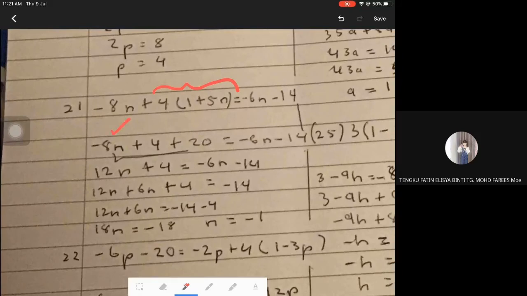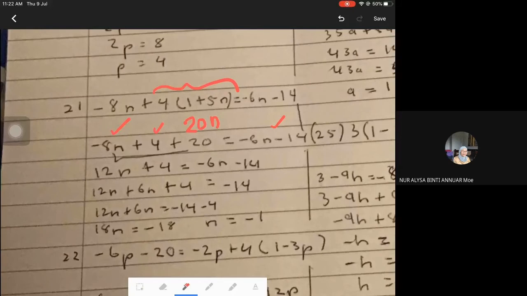4 times 1, 4 times 5. So, belum. Apa yang kurang ni? Apa yang kurang, kelas? N. And variable. Sepatutnya? 20n. Ya, sepatutnya 20n ya. Plus 20n. Okay. Equals to, on the right side tak usik apa-apa.